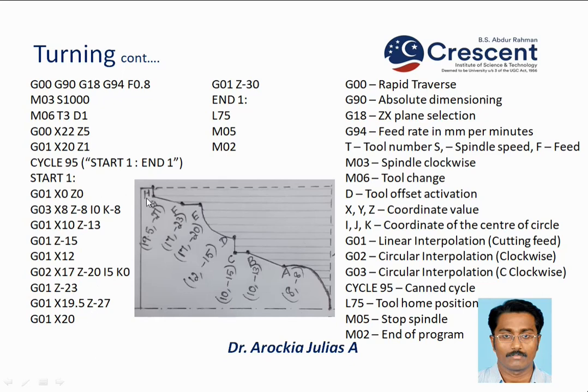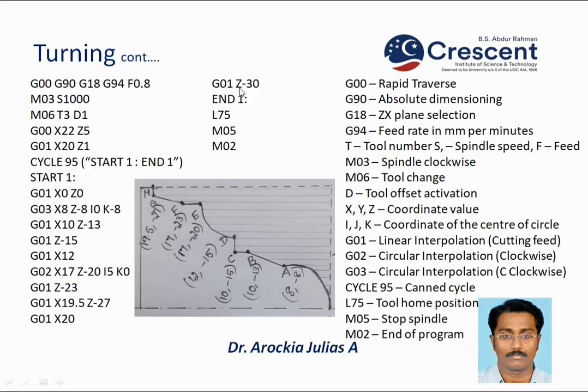Next is F to G. There it is a taper one. So G01 X19.5. Okay, the X value of G is 19.5 and Z minus 27. Okay, G01 X19.5 Z minus 27. Then there is a small vertical step, G01 X20. Z value is not changing, minus 27. G01 Z minus 30. Then end the cycle and 1.